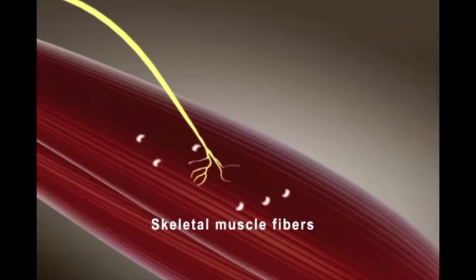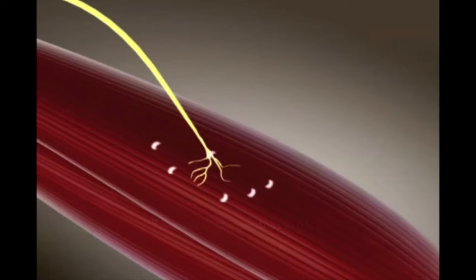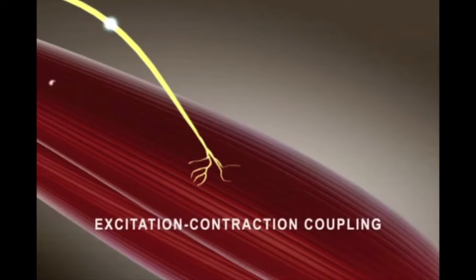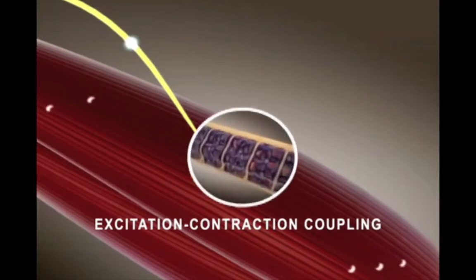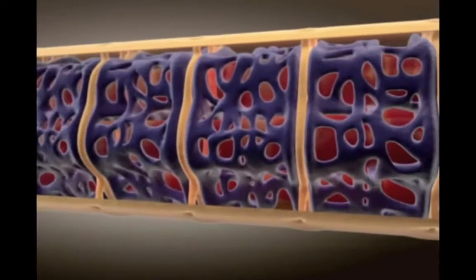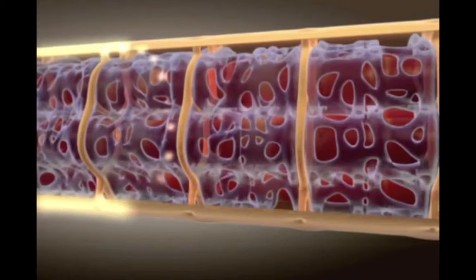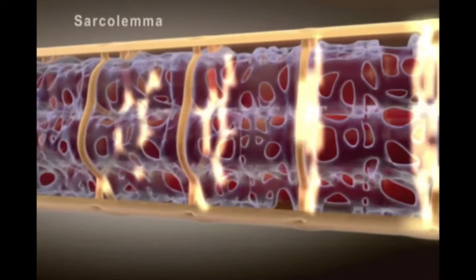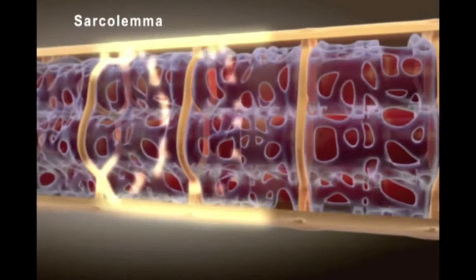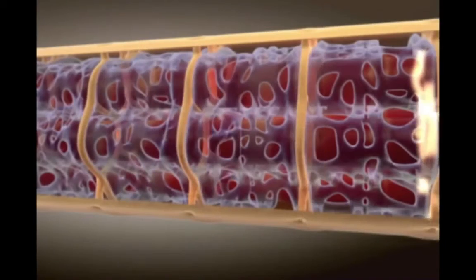The sequence of events that converts action potentials in a muscle fiber to a contraction is known as excitation-contraction coupling. If we look at a single muscle fiber, we see that an action potential travels across the entire sarcolemma and is rapidly conducted into the interior of the muscle fiber by structures called transverse tubules.